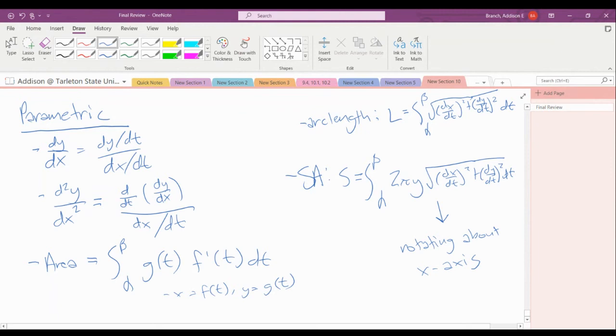Some potential questions that they could ask for this could be maybe tangent line. So of course, practice your derivatives, concavity, similar thing, or they may just ask for plain arc length or area.